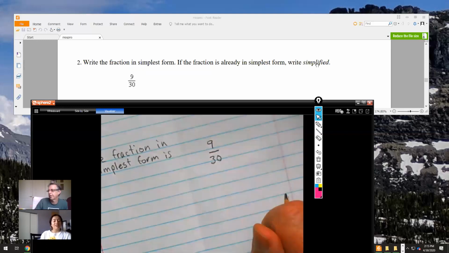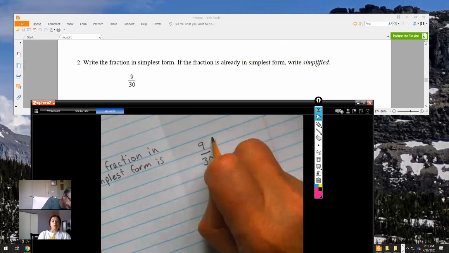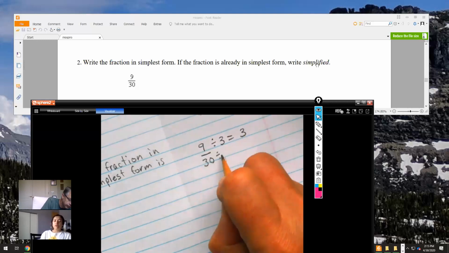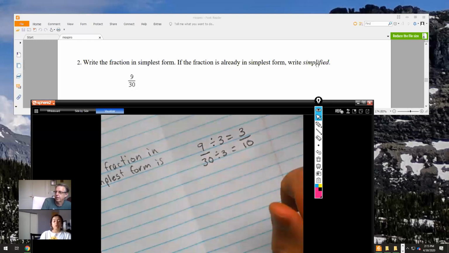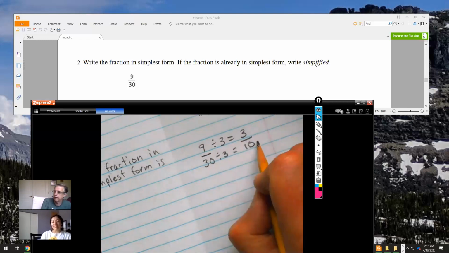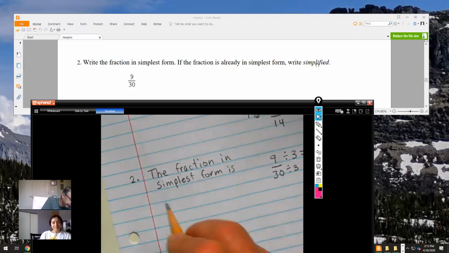So I would say that that is not simplified, because I know that 3 can go into each one of those numbers. Remember, what you do to your numerator, you have to do to your denominator. So you want to divide each of them by 3. 9 divided by 3 gives you 3, and 30 divided by 3 gives you 10. So that gives you 3/10. Can I simplify that anymore, Ms. Garcia? No, because 3 is a prime number, and so that is in simplest form. So 3/10 should be your final answer for that one.